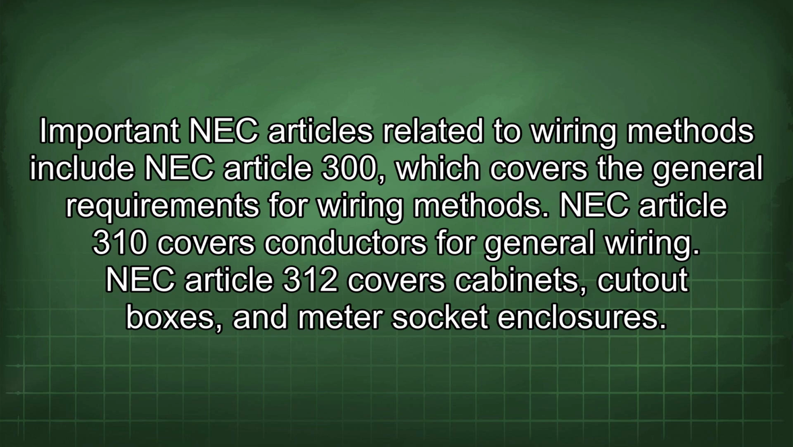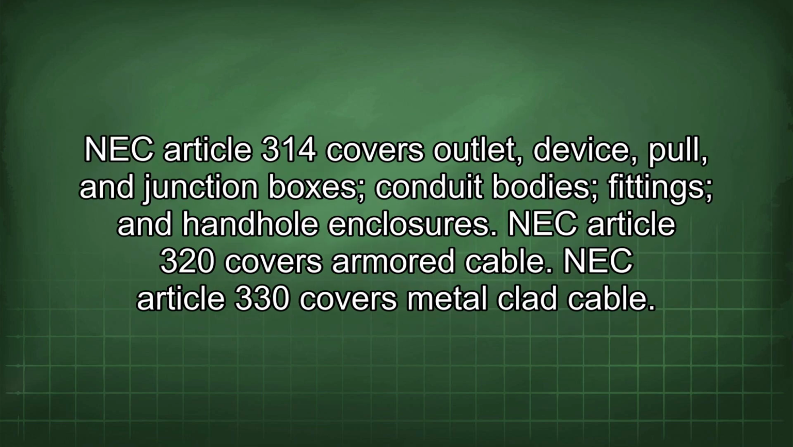Important NEC articles related to wiring methods include NEC Article 300, which covers the general requirements for wiring methods. NEC Article 310 covers conductors for general wiring. NEC Article 312 covers cabinets, cutout boxes, and meter socket enclosures. NEC Article 314 covers outlet, device, pole, and junction boxes, conduit bodies, fittings, and handhole enclosures. NEC Article 320 covers armored cable.